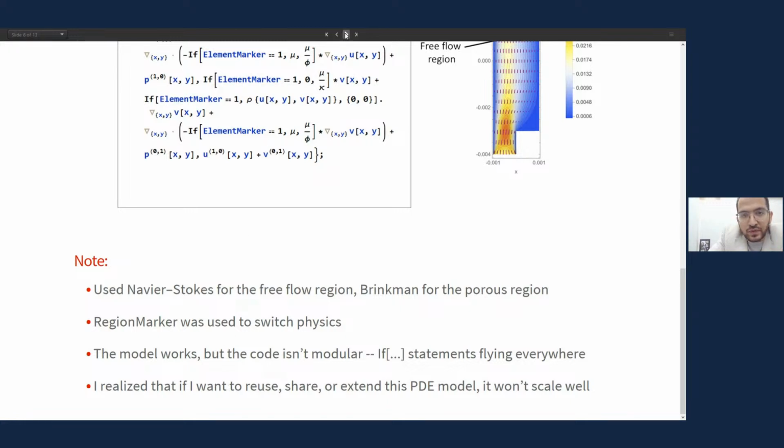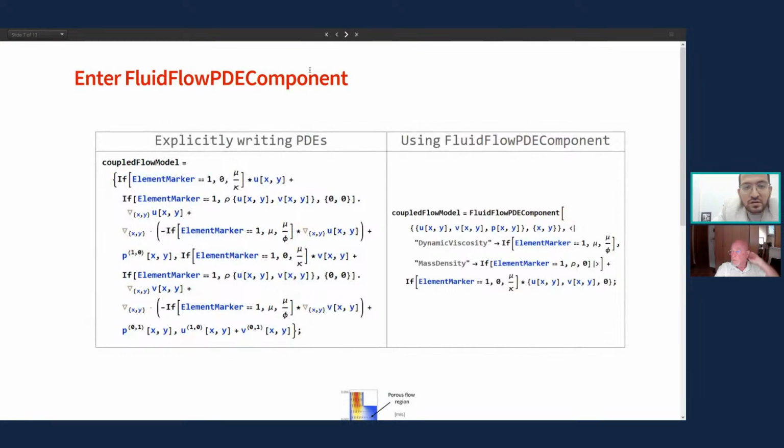So what can we do in that case? Well, enter the fluid flow PDE component. It is a built-in component in the Wolfram Language that allows you to model fluid flow.